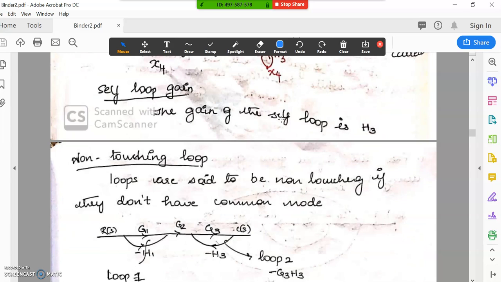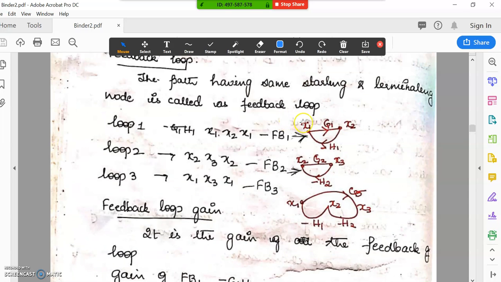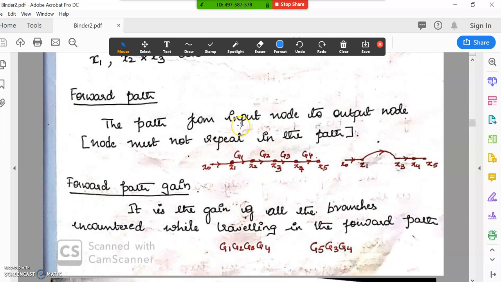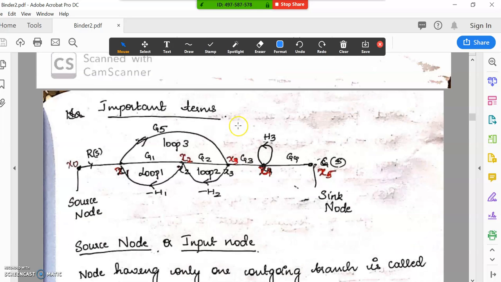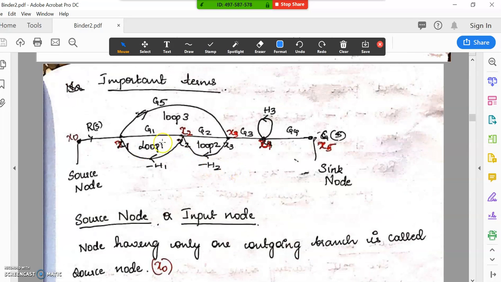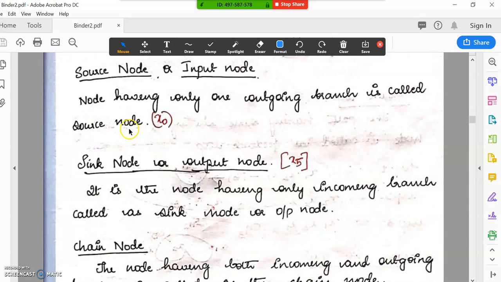Non-touching loop. This is a very important concept. Two loops. A loop is one which starts from one point and comes back to the same point. So we already saw there are three loops. Here all these loops are touching. That is, this and these two loops are touching. Here the third and first are also touching. That is, the nodes are common. Touching here means it will have a common node.